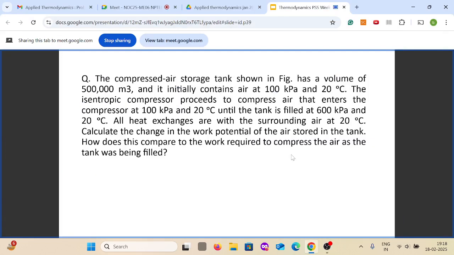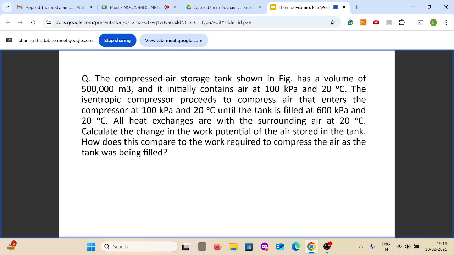So next, I think this is the final problem which I have for today. We have a compressed air storage tank which has a volume of 5 lakh meter cube, and it initially contains air at 100 kilopascal and 20 degrees Celsius. The isentropic compressor proceeds to compress air that enters the compressor at 100 kilopascal and 20 degrees Celsius until the tank is filled at 600 kilopascal and 20 degrees Celsius.